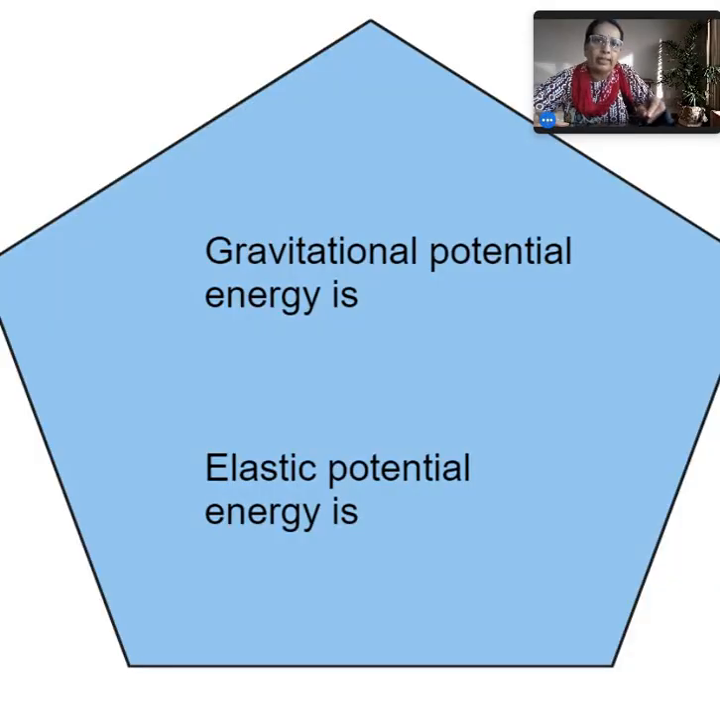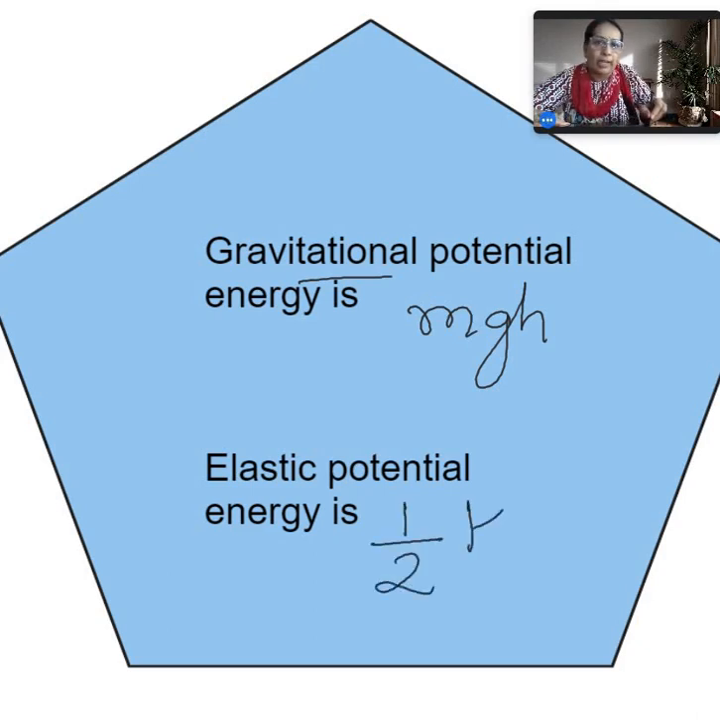So in summary, the gravitational potential energy is calculated using the formula mgh, where m is the mass of the body, g is the acceleration due to gravity of that place or planet, and h is the height above the surface of that planet up to which the body of mass m is raised. And elastic potential energy is calculated using the formula half kx square, where k is the spring constant and x is the displacement seen in the spring due to the application of force.